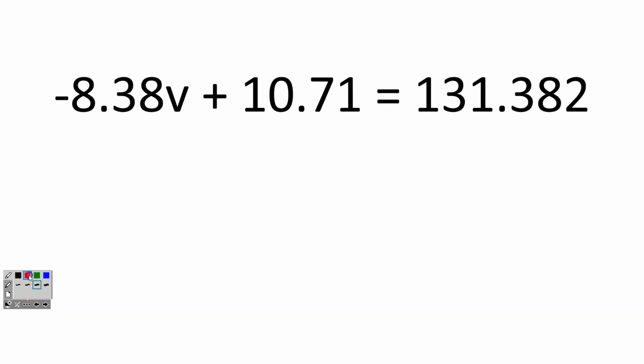Ooh, wow, this one looks scary. We got some big numbers with some decimals and stuff. But the process is still the same. Don't let that worry you. Draw my fence. Get rid of the term that doesn't have a variable. So in this case, this 10.71 doesn't. So I'm going to get rid of that first by subtracting 10.71.